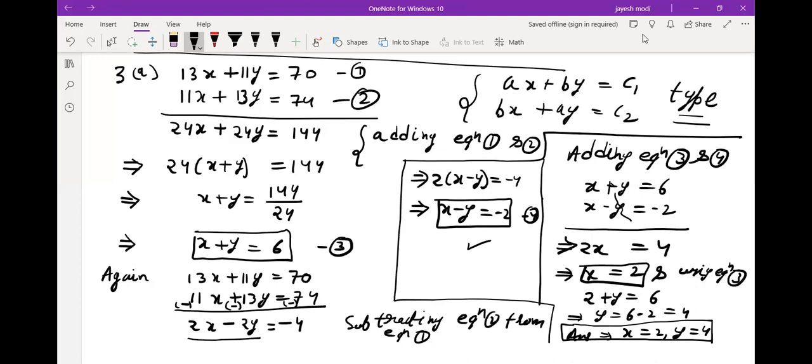Now on adding equations 3 and 4, equation 3 is x plus y equals 6 and equation 4 is x minus y equals minus 2. y will be cancelled out, so we get 2x equals 4, that is x equals 2. Using this value of x equals 2 in equation 3, we get 2 plus y equals 6, that is y equals 6 minus 2 equals 4. x equals 2, y equals 4. Is that clear to everyone?